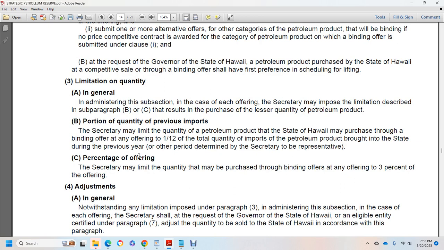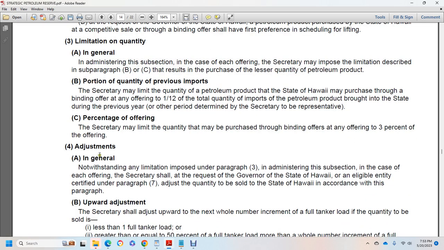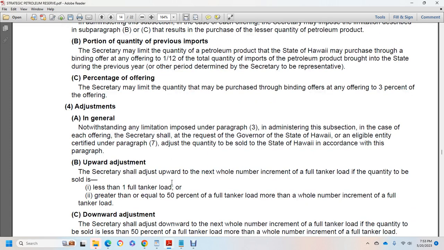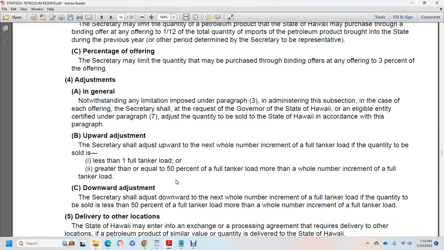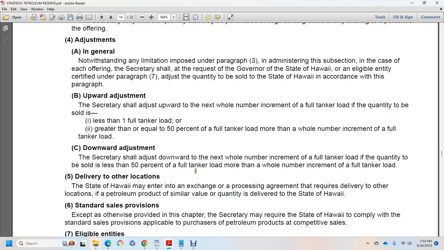Adjustment. In general, notwithstanding any limitation in paragraph 3, in the case of each offering, the Secretary shall request the Governor of the State of Hawaii, or any eligible entity certified under paragraph 7, to adjust the quantity to be sold to the State of Hawaii in accordance with this paragraph. (B) Upward adjustment: the Secretary shall adjust upward to the next whole number increment of full tanker load the quantity to be sold that is less than one full tanker load but greater than or equal to 50% of a full tanker load.